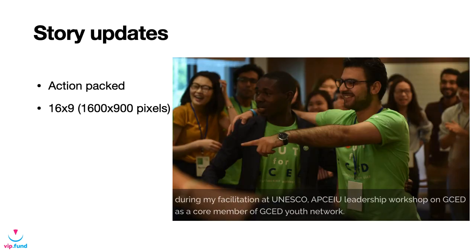Story update photos are action-packed. They're landscape photos, so they're wider. They're 1600 by 900 pixels, and you usually are using them to tell additional facts about yourself, your activities, and what's happening in your life. So they would include other people, your friends, your family, your co-workers, or fellow students.